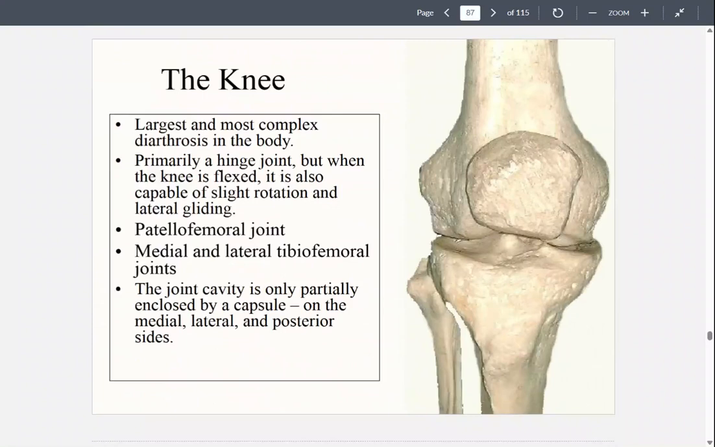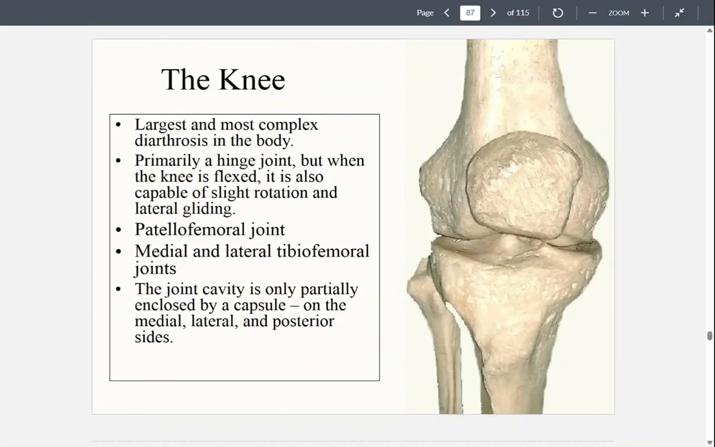We are going to have a lot of ligaments and tendons involved with the knee joint. However, the joint capsule itself, the membrane that encloses everything, is only going to enclose the sides and the back of the knee joint, because on the front of the knee joint, we are going to find the patellar tendon and the patella itself, the kneecap.